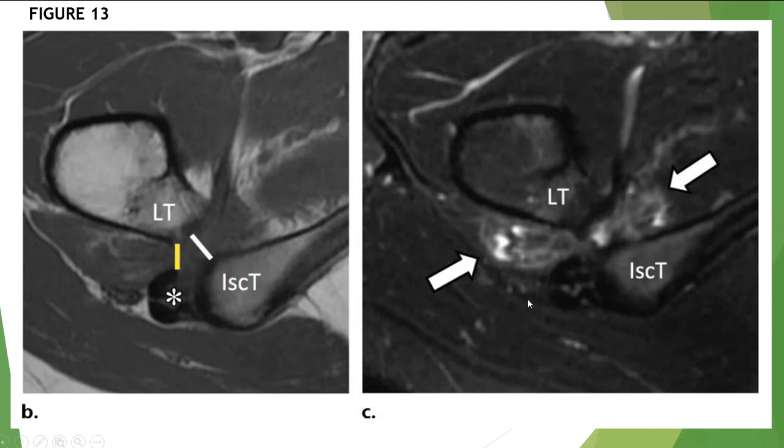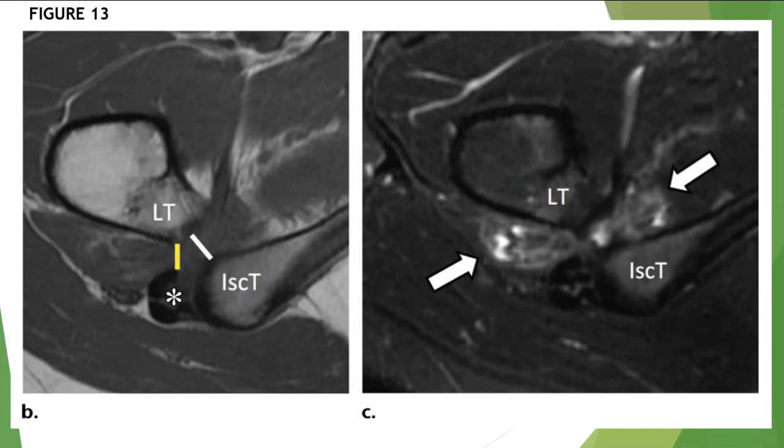And here in the actual fat saturated T2 weighted MR image to the right, we can see the compression that it is causing on the quadratus femoris muscle and the intramuscular edema clearly seen in the T2 weighted image. We also have degenerative cystic changes, and this confirms the diagnosis of ischiofemoral impingement.